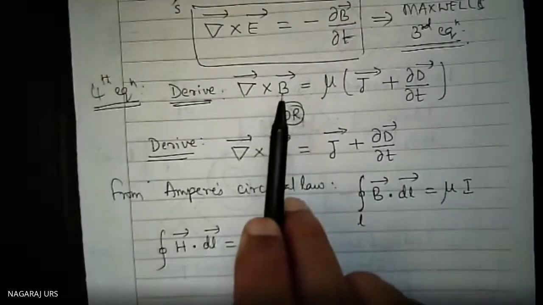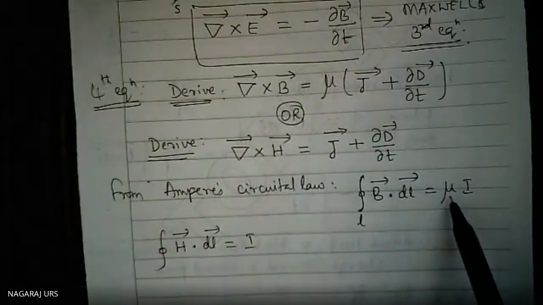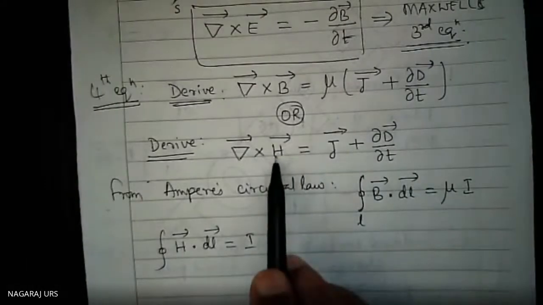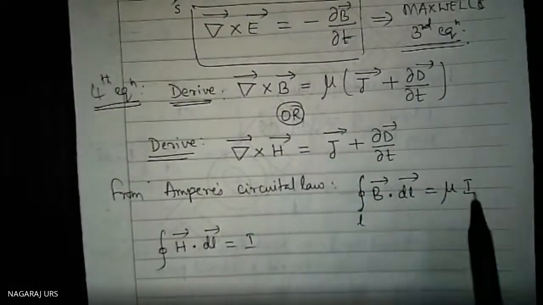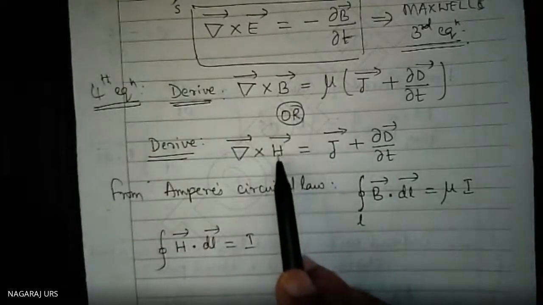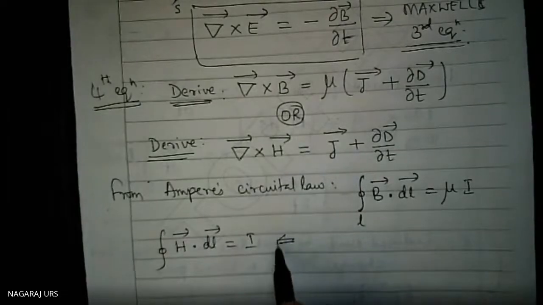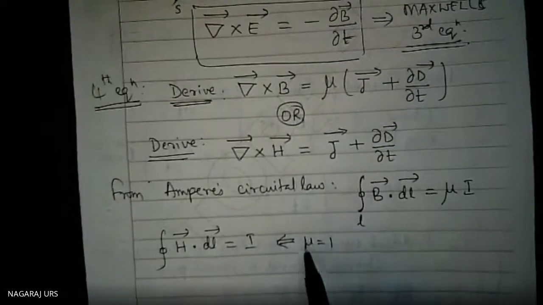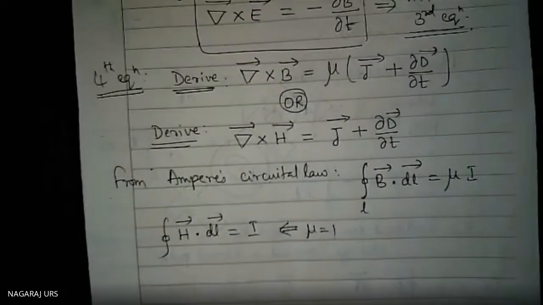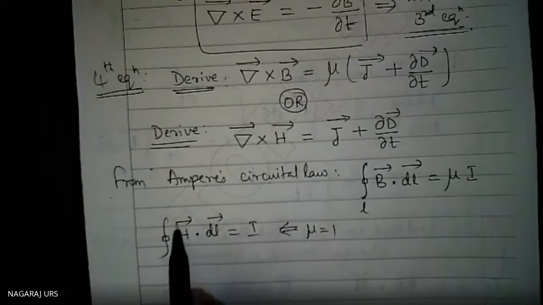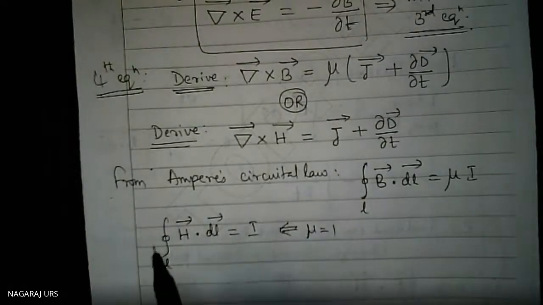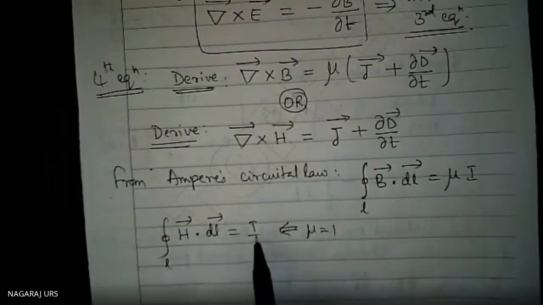If they are asking in terms of B, you introduce mu. If they are asking in terms of H, you remove this mu. Mu value is equal to 1 here. If you are using H, mu value is equal to 1. So H dot dl is equal to I, closed path, of course line integral over a closed path. H dot dl is equal to I.